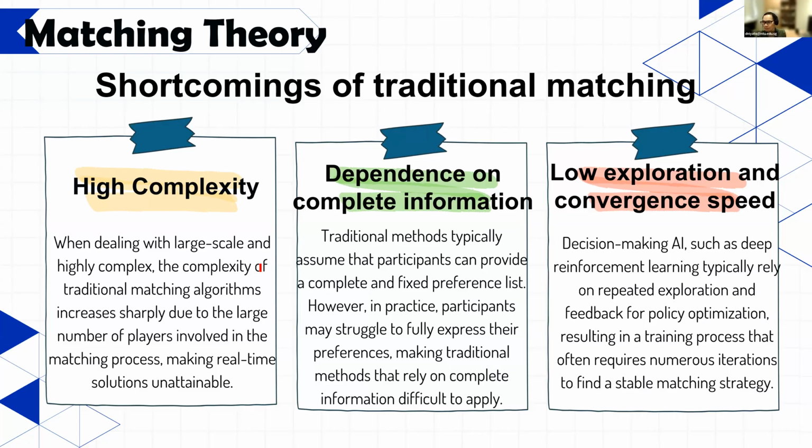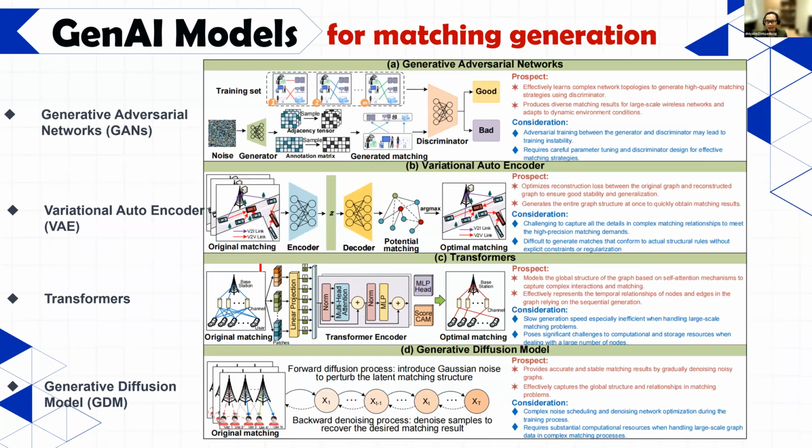Also, there is low exploration and convergence speed, especially for decision-making AI such as DRL, which typically relies on repeated exploration and feedback for policy optimization. This results in a training process that often requires numerous iterations to find a stable matching strategy. So these are the major limitations. Therefore, we would like to explore how to use generative AI models for matching generation.